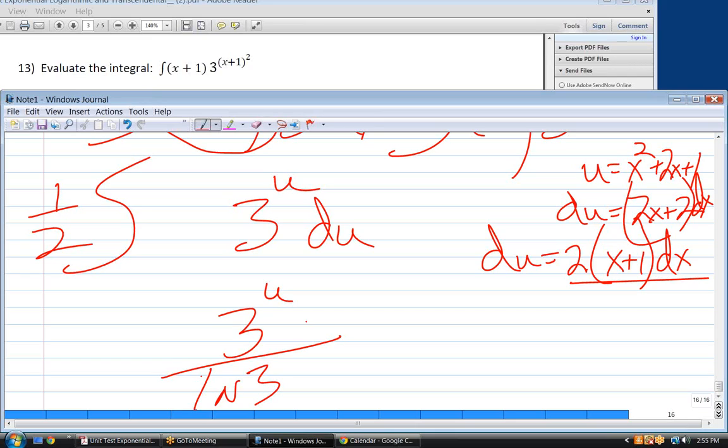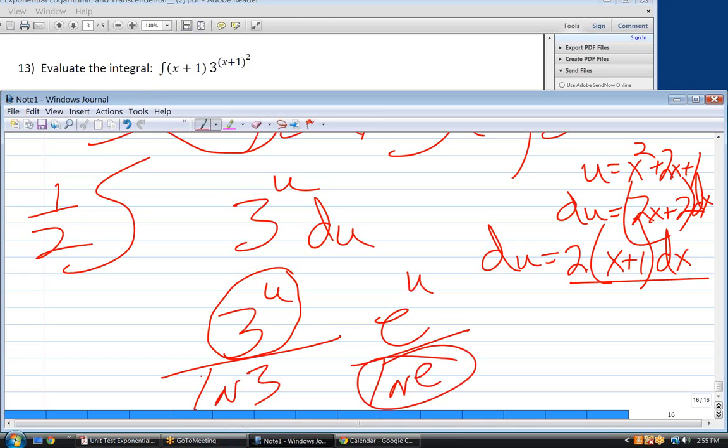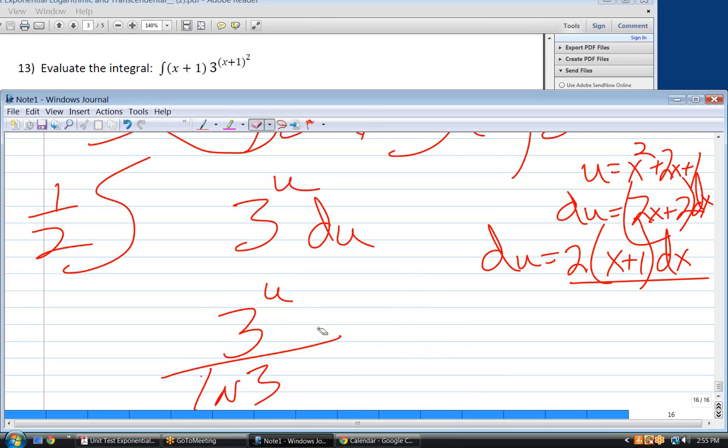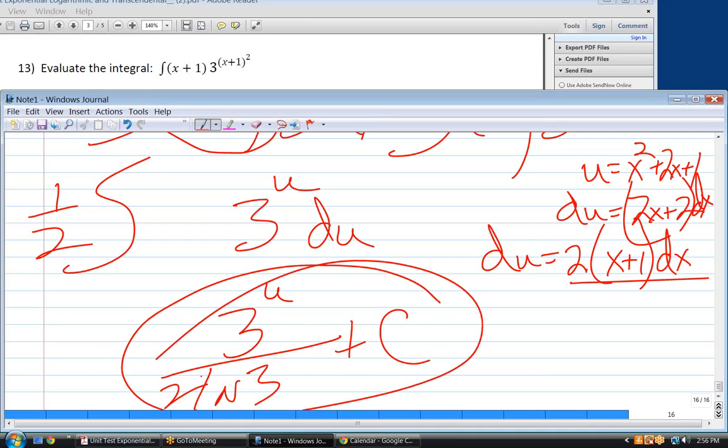In other words, the only adjustment we need to make between e to the x and some number to the x is to divide by the natural log of that number if it's anything other than e. Notice that if this was e to the u, I'd still be dividing by the natural log of e, but that's 1. So in a way, this is the general formula. And we still have the 1/2. So our answer should be that.